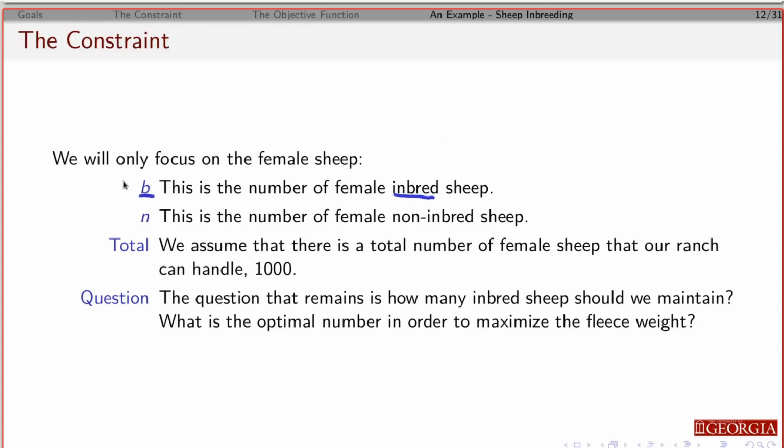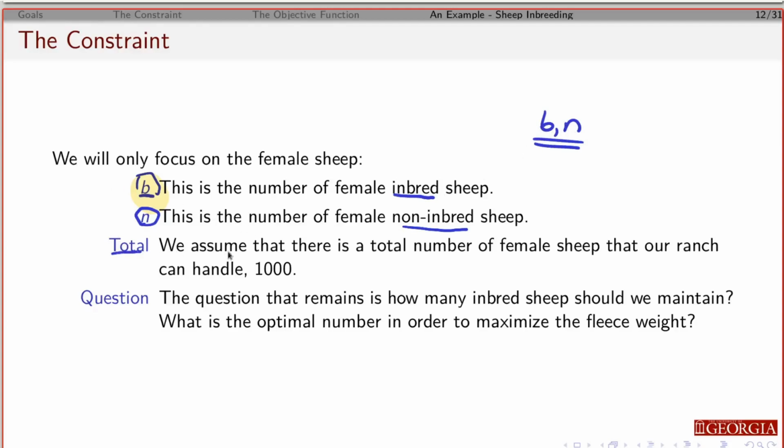I could call that I, but the problem with I is that it looks like a 1 and it means different things to different people and already has some meaning. So I'm just going to call this B. Okay? And then I'm going to look at the ones that are not inbred or non-inbred sheep, and I'm going to call that N. Okay, so I've got two variables B and N. And I want to know what's the relationship between these two things. And I want to know what's the optimal balance that I should try to strike between these two variables.